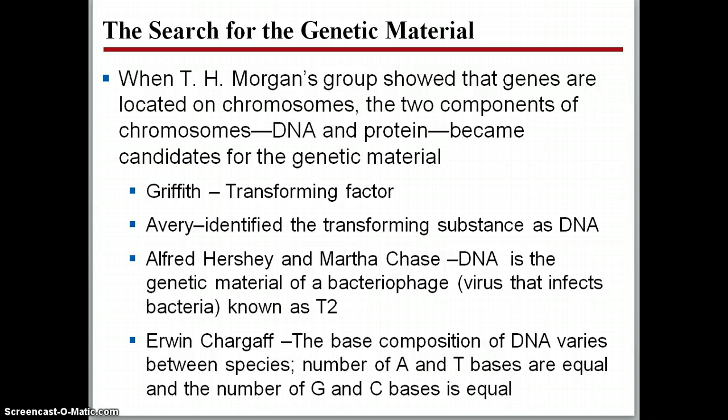Alfred Hershey and Martha Chase discovered that DNA was also the genetic material, and they used bacteriophages in the famous blender experiment. Erwin Chargaff discovered that base composition of DNA varies between species, and he always found a similar pattern, that there was always an equal number of A's, adenines, and T's, thymine, and there was also an equal number of guanine and cytosine in every DNA sample. He wasn't exactly sure what that meant, but he did discover that pattern.